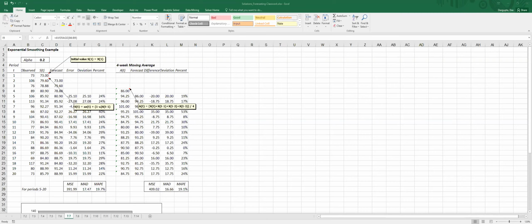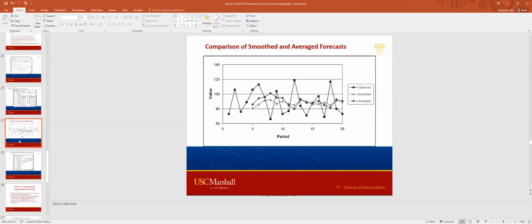Okay, so let me go back to the PowerPoint. And by the way, for comparison, if you just plot those, you will see the observed, smoothed, and averaged. Observed obviously is jumping a lot more. Smoothed is going to be a lot less because you have smoothed it. And the moving average is here. It shows a little bit more fluctuation.